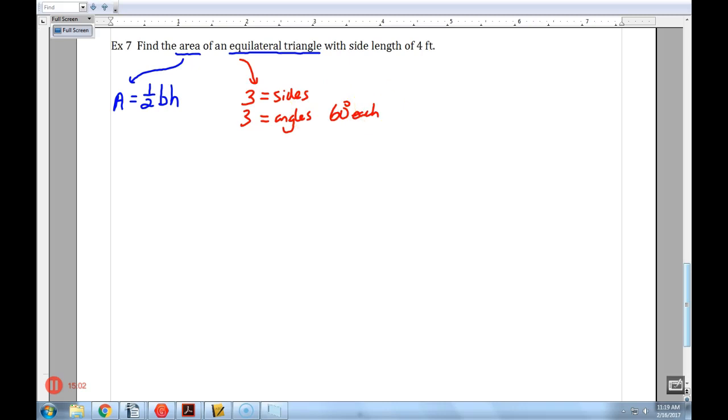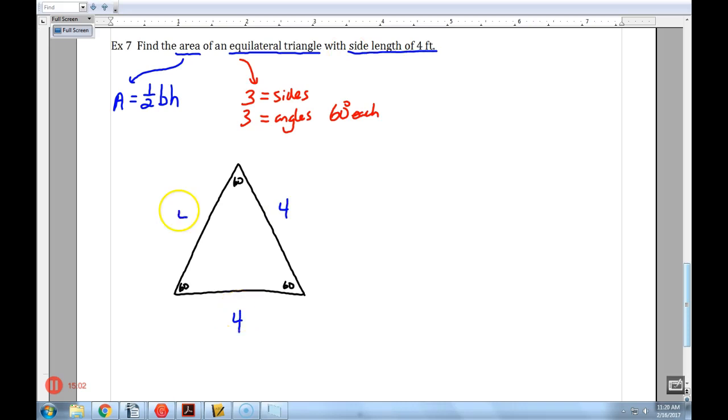So let's draw this thing. So I have my best sketch of an equilateral triangle that is 60, 60, 60. It tells me in the question that it has a side length of 4 feet. So you're 4, you're 4, and you're 4.